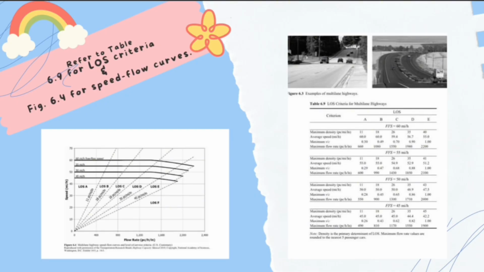You can also see the different LOS levels marked on the graph. LOS A means smooth and fast movement. LOS C and D are moderate traffic conditions. And LOS F represents heavy congestion where vehicles move very slowly or stop and go.